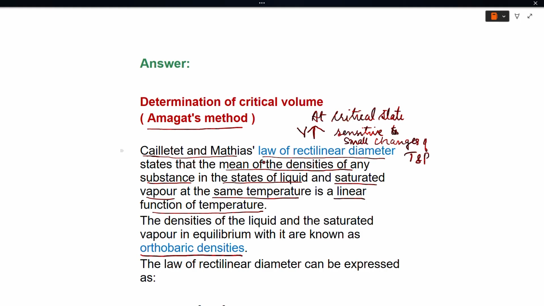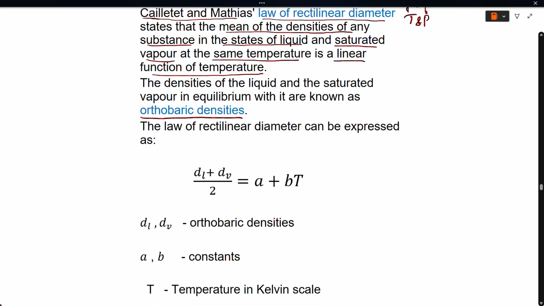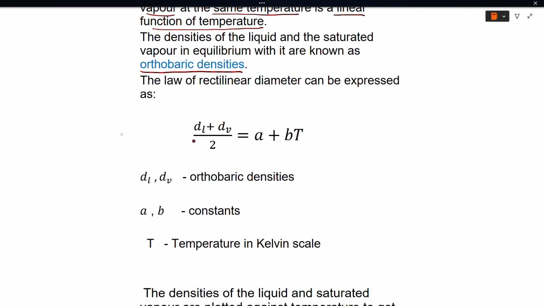You can say that the mean of orthobaric densities is a linear function of temperature, and it can be represented by a mathematical expression. (dl + dv)/2 = A + BT, where dl stands for density of the liquid and dv stands for density of the vapor with which it is in equilibrium, divided by 2 gives you the mean. A and B are constants, and this is an expression for a straight line, and therefore, we can say that the mean density is a linear function of temperature.